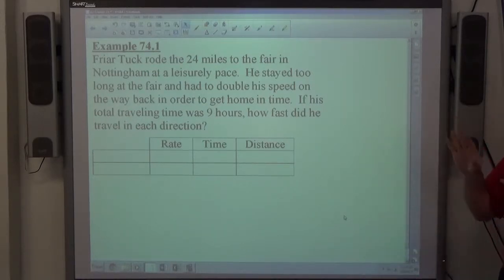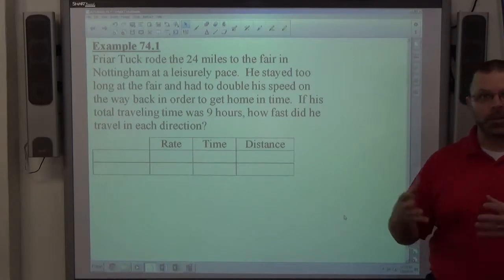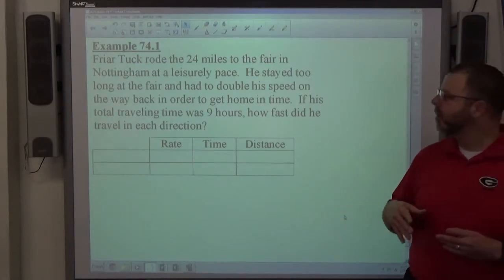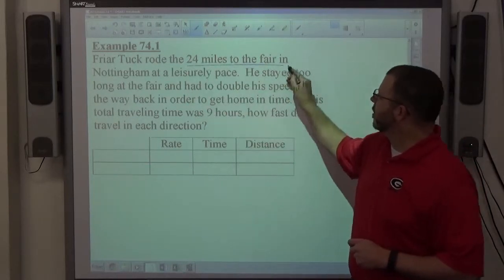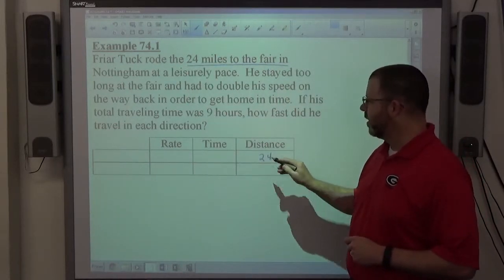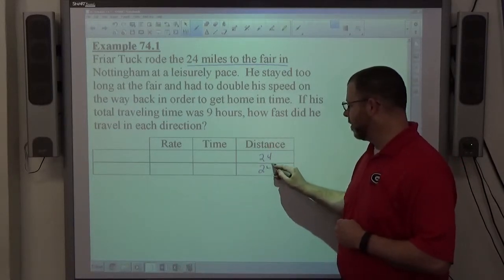Okay, what makes these problems different from the ones we've seen before is they didn't tell me what the rates were, they didn't tell me what the times were. And typically we get to use a single variable, right? And our goal is to get the distance expressions set equal to each other, or add up to some number. What's different about this is he rode 24 miles to the fair, and he went home, which means he rode 24 miles back home.